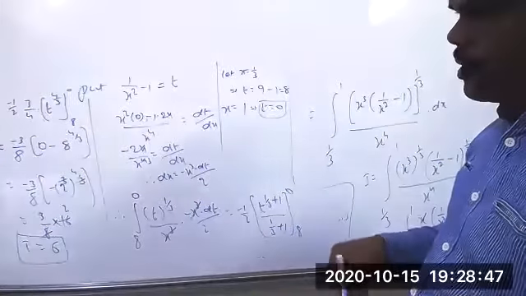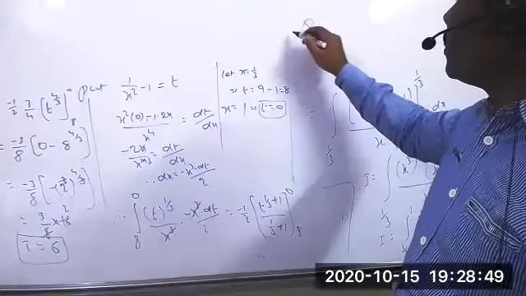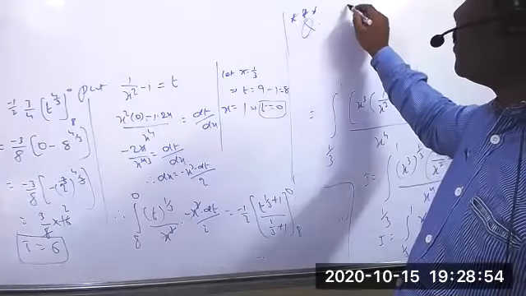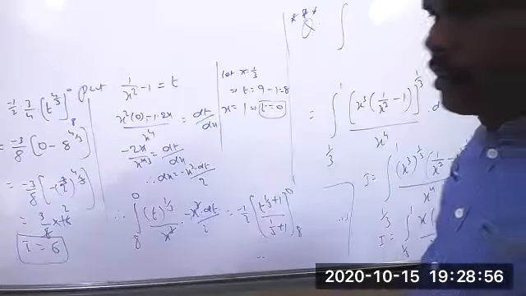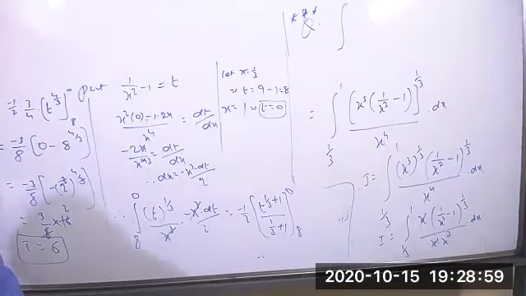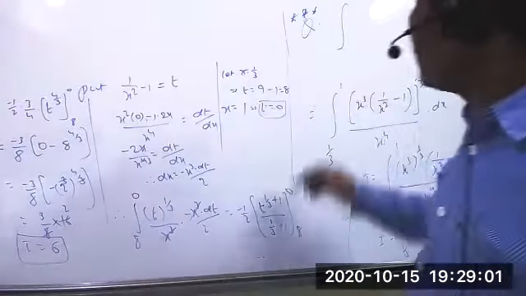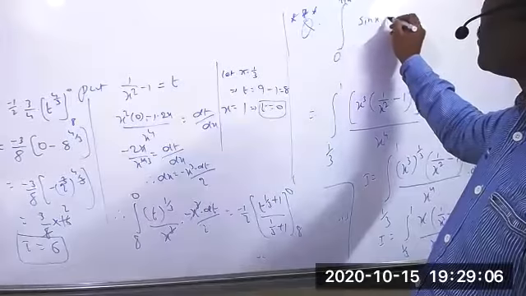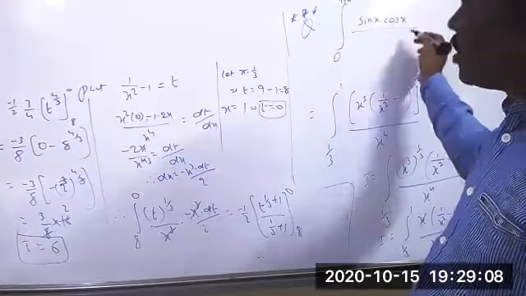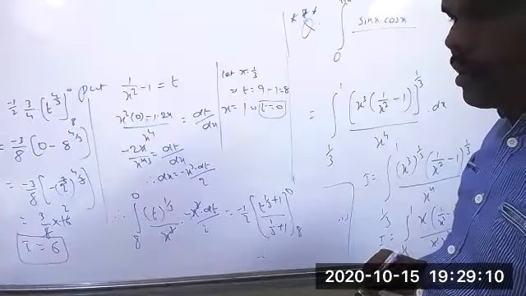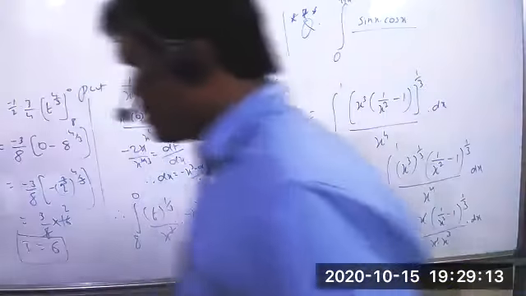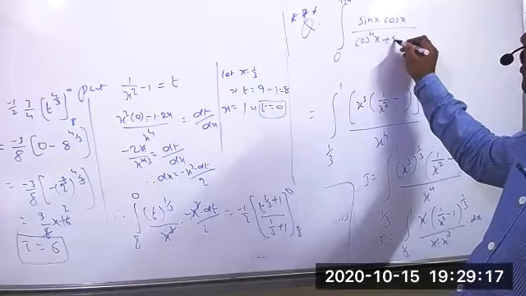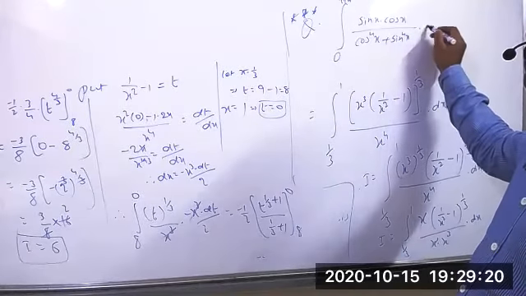One more important one. Integration 0 to pi by 4 sin x into cos x whole by cos power 4x plus sin power 4x into dx.